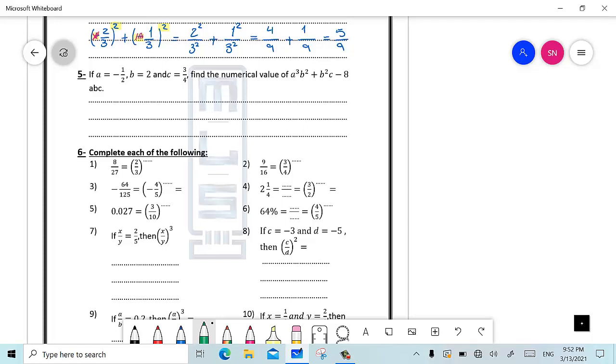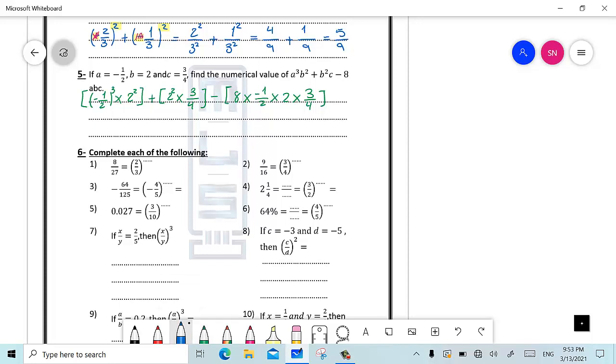So I have here A to the power of 3, which is going to be negative half to the power of 3, times B squared, which is going to be 2 squared, plus B squared, which is again 2 squared, times C, which is 3 over 4, minus 8 times A, which is negative half, times B, which is 2, times C, which is 3 over 4. I'm going to find the answer of each term alone.